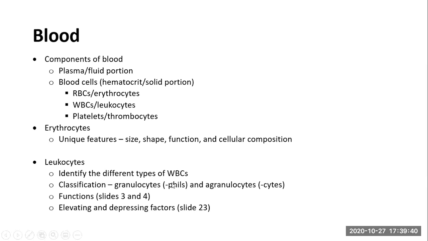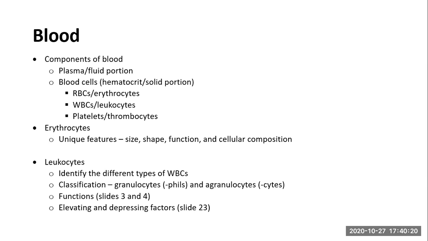The granulocytes are all the white blood cells whose name includes "phil", for example, neutrophils, basophils, eosinophils. The agranulocytes, as you can see, it starts with A, so this is the opposite. Agranulocytes are those white blood cells that do not have granules. They include cytes, for example, lymphocytes or monocytes.